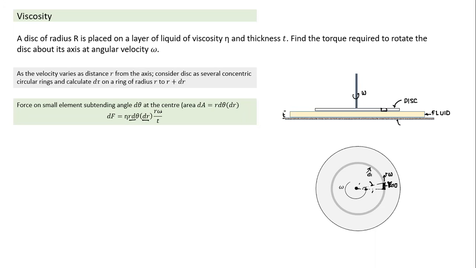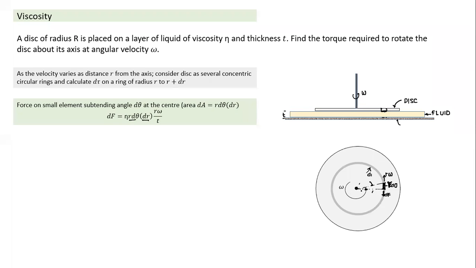And what is the velocity gradient we multiply by? The top surface of the liquid will have a velocity r omega, and the bottom surface a velocity 0. So the velocity is varying in the vertical direction, and delta v is r omega, and delta y is T. So this becomes the force. If it is rotating like this, it will experience a force like this. dF is the force acting on the small element.